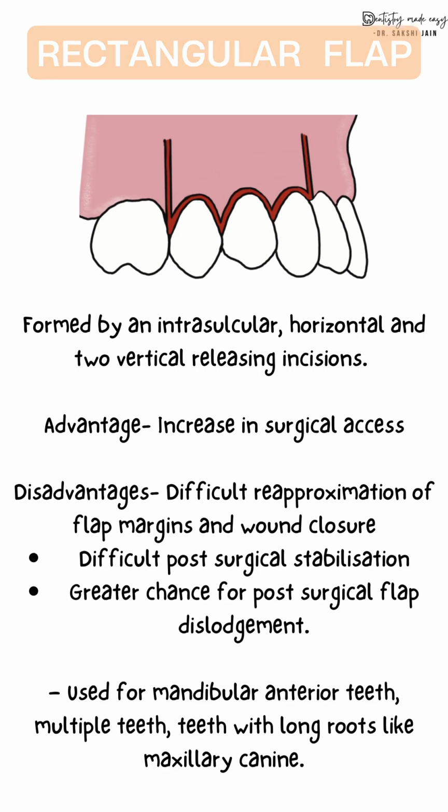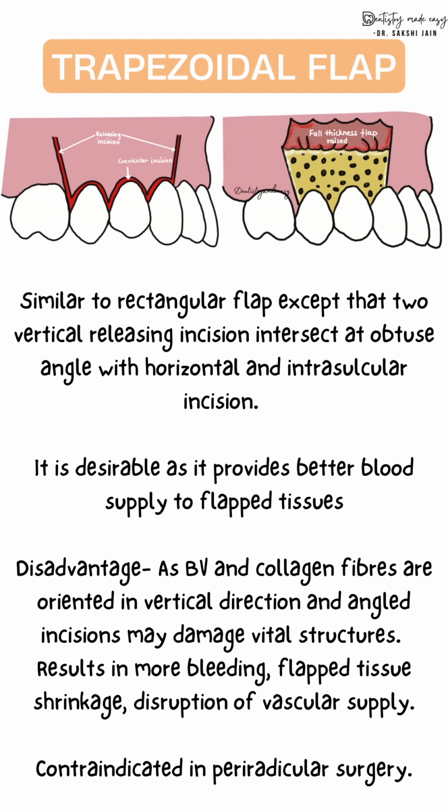Now moving towards the next flap, that is the trapezoidal flap. Similar to your rectangular flap, you have two vertical releasing incisions, that horizontal incision and also the intrasulcular incision. But the only difference over here is the angulation. So in rectangular, the vertical incisions are straight, but in trapezoidal they have this angulation of obtuse angle. So it is a broad based flap with the vestibular portion which is wider than the sulcus. This flap is desirable based on the assumption of providing better blood supply.